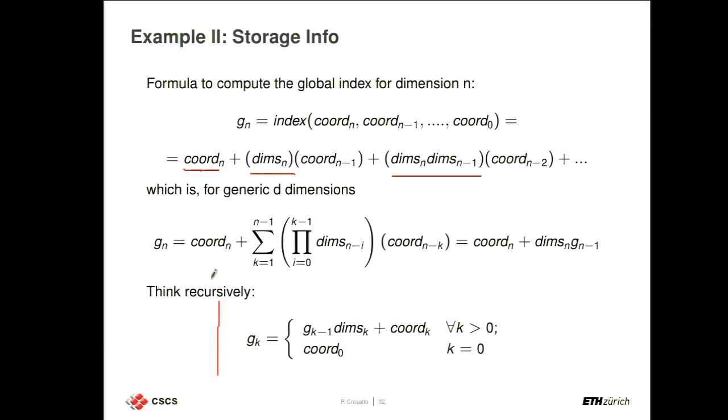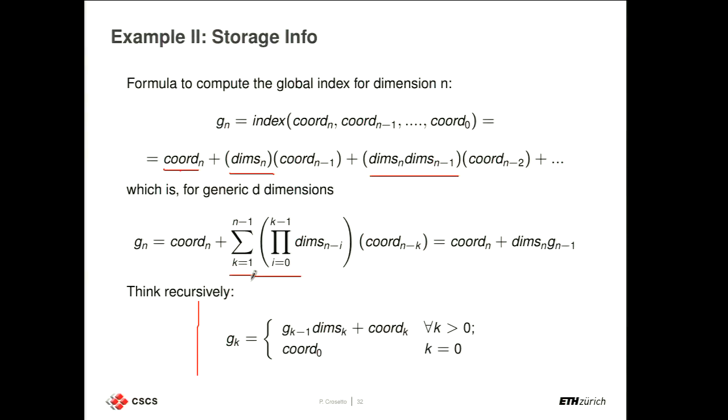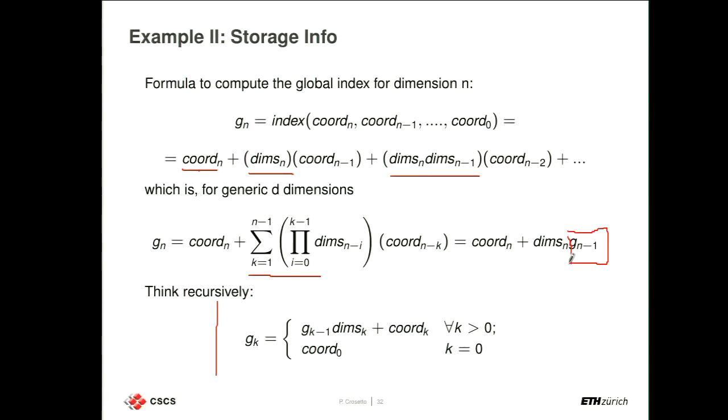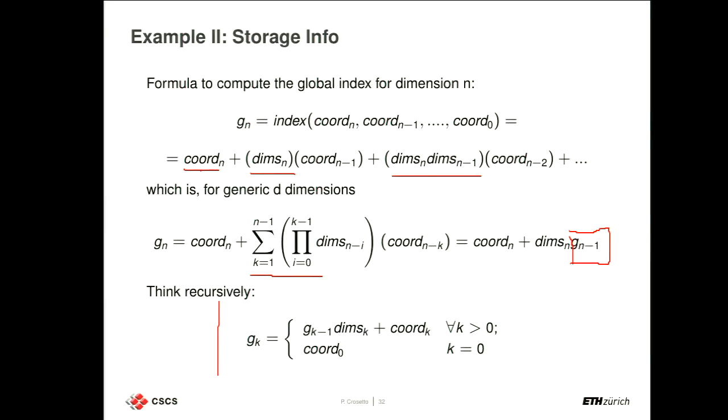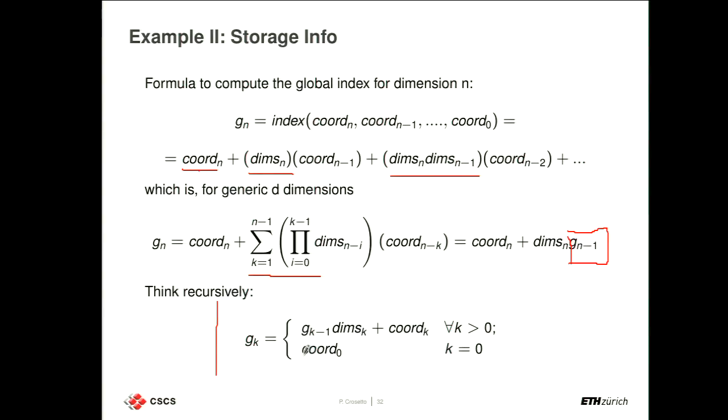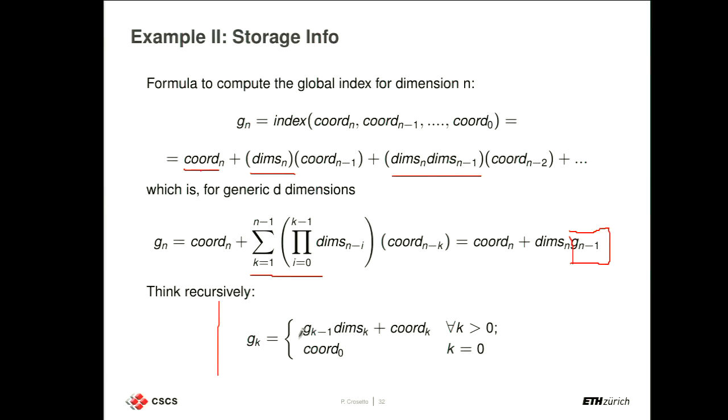We can rewrite this in a generic way with this sum, and then we can factor in this sum the dimension n, and we can write it exposing n minus 1 so that we have a recurrence relation. And we can write this recurrence relation in a recursive way. So this recursion formula is what we will implement. This g_k will be coordinate 0 in case k is 0, or it will be expressed in terms of g_(k-1) if k is bigger than 0.